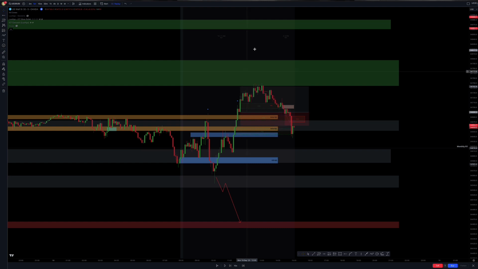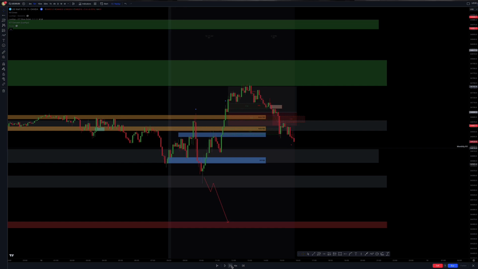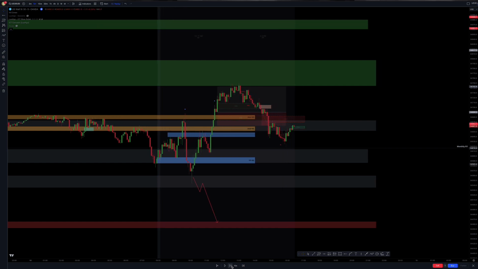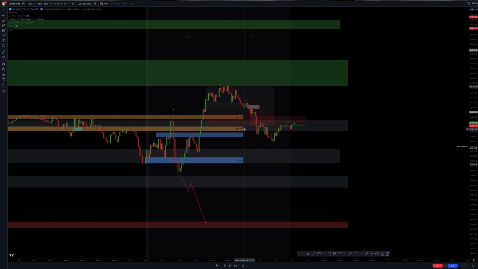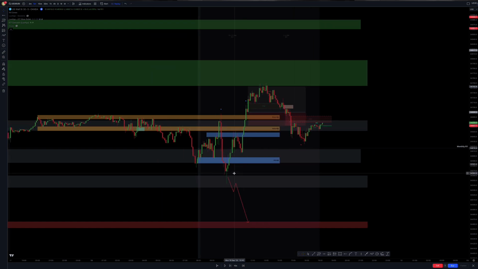So we should have waited for the break above here, and obviously we didn't get it, so essentially no trade day. And I think that this is actually when US30 started doing its nonsense where it just ranges and hardly moves. So yeah guys, unfortunately no trade here, but I will catch you guys in the next video.